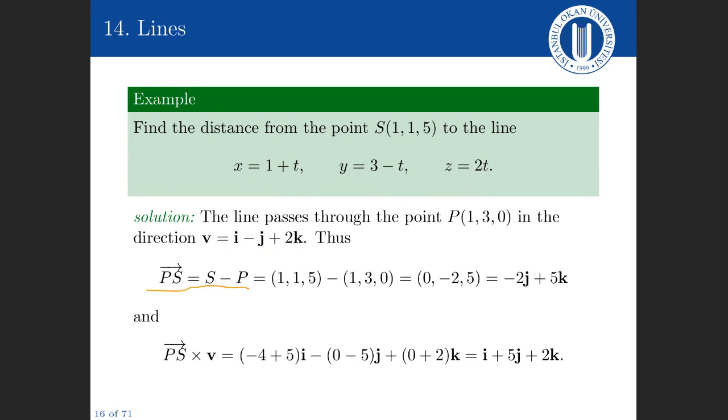We calculate the vector from P to S by calculating S minus P, and we find this is minus 2j plus 5k. And then we calculate the cross product of PS with V, using the formula from last week. You should check this, practice with your cross product. We find that PS cross V is i plus 5j plus 2k.